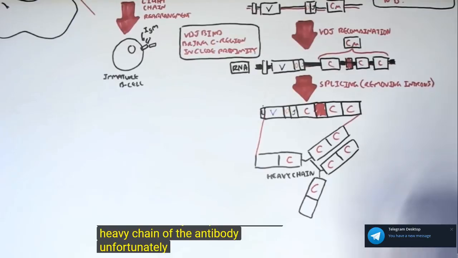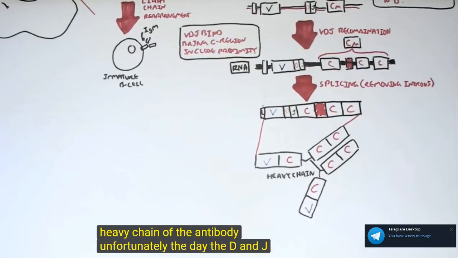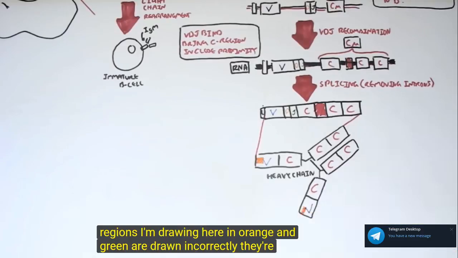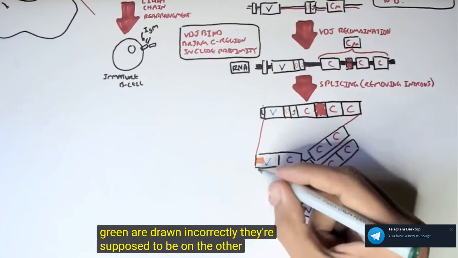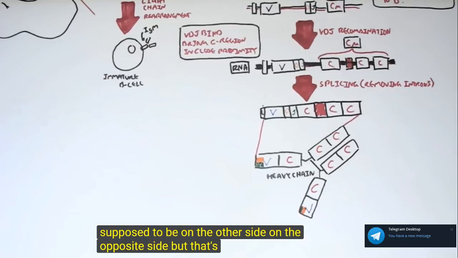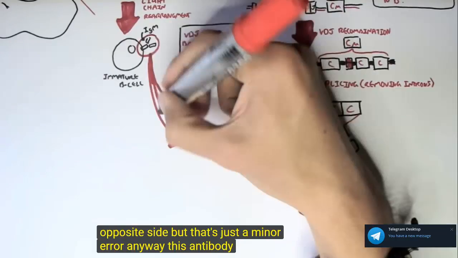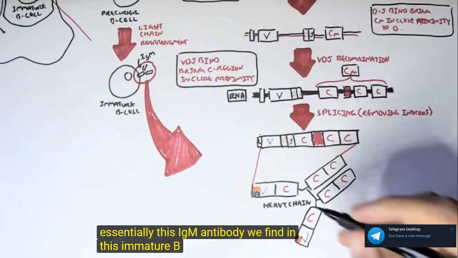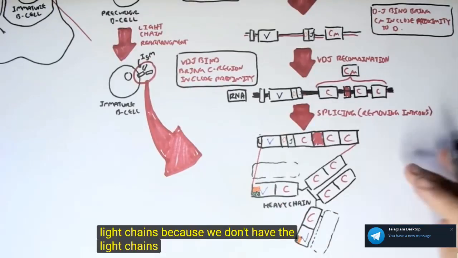Unfortunately, the D and J regions, which I'm drawing here in orange and green, are drawn incorrectly. They're supposed to be on the opposite side. But that's just a minor error. Anyway, this antibody is essentially this IgM antibody we find in this immature B cell. But how about the light chains? Because we don't have the light chains yet.